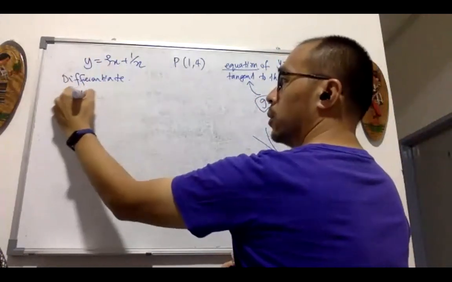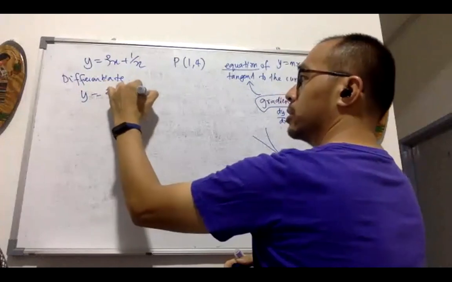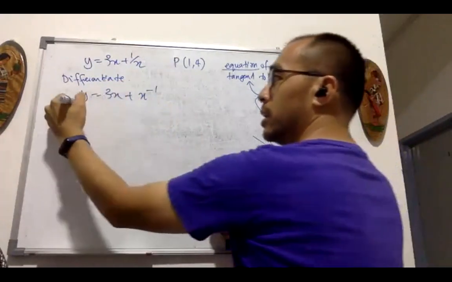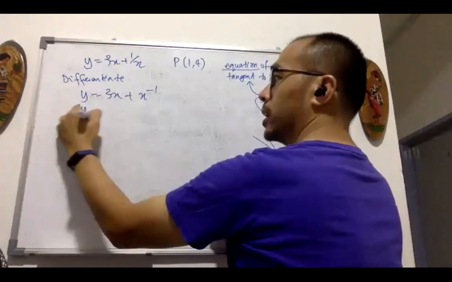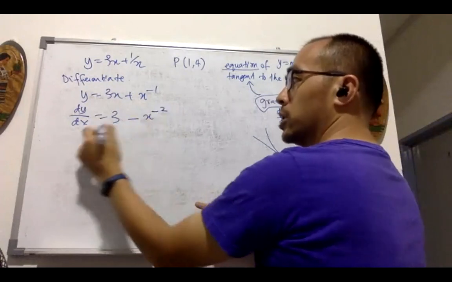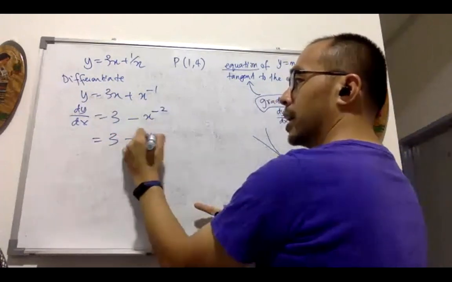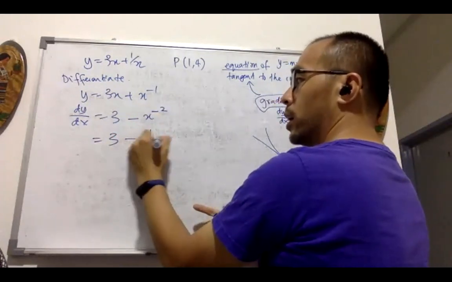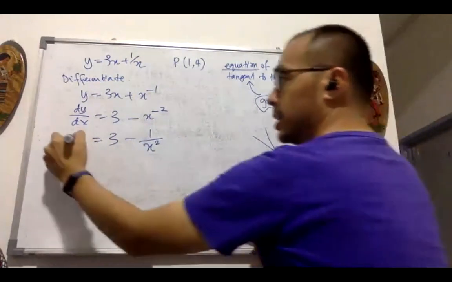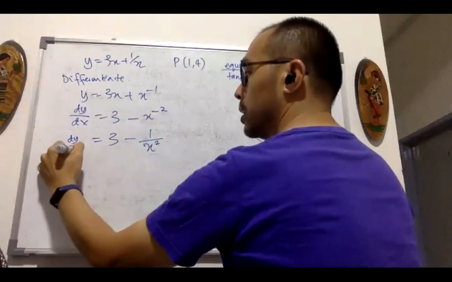Okay, differentiating y equals 3x plus x to the power negative 1. I'm going to simplify this so that it becomes easier to differentiate. So dy/dx will become 3 minus x to the power negative 2. Changing this over to 3 minus 1 over x to the power of 2. Okay, and this is the gradient function.